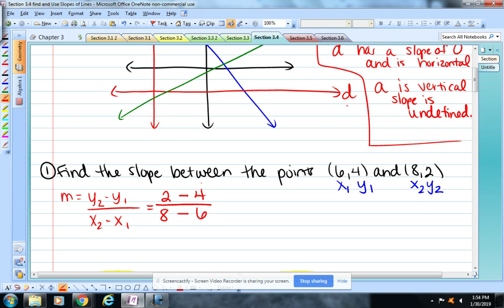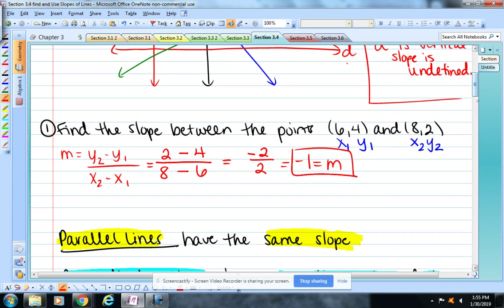Okay. So, simplify. What is 2 minus 4? Over what is 8 minus 6? Positive 2. And then you simplify. What is negative 2 divided by positive 2 reduced to? Negative 1. So the slope between these two points is negative 1. Okay? So label your x's and y's, put 1s and 2s, plug it in the formula. That's it. And then you subtract and simplify. Okay.